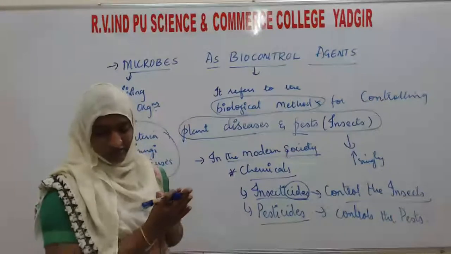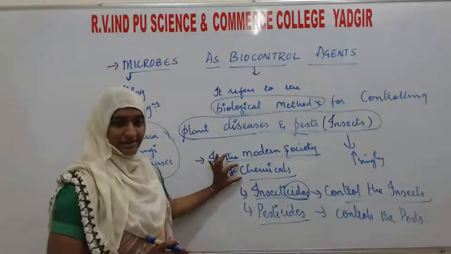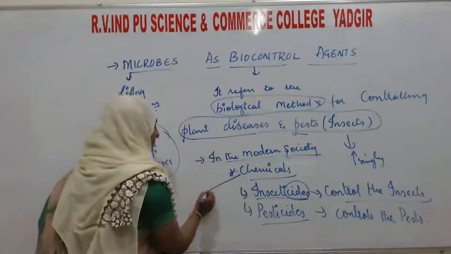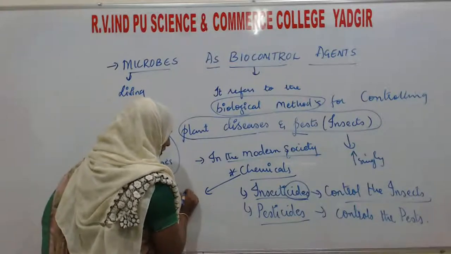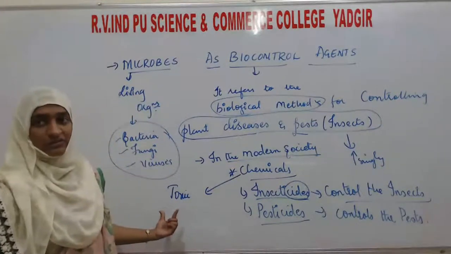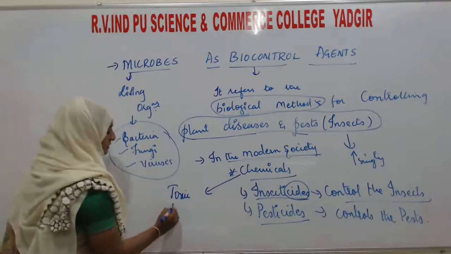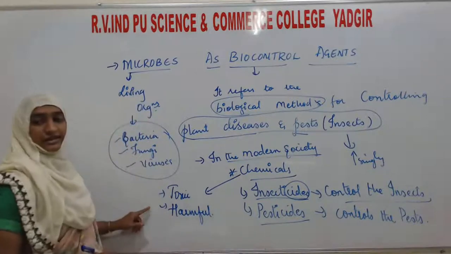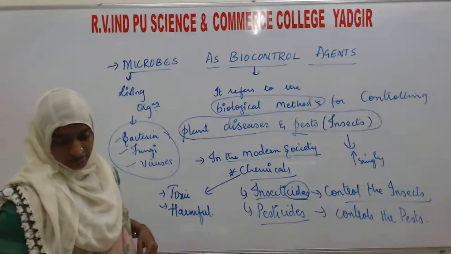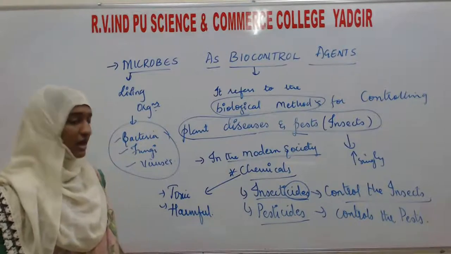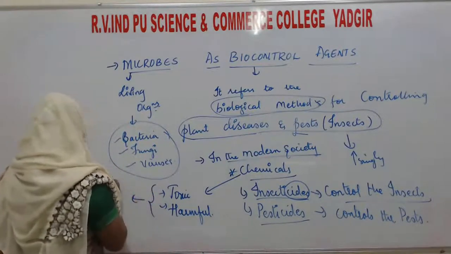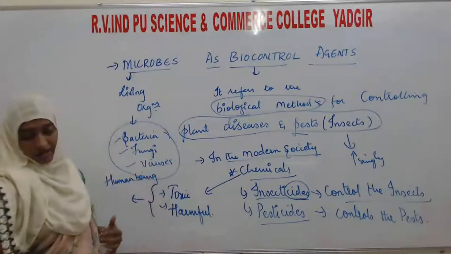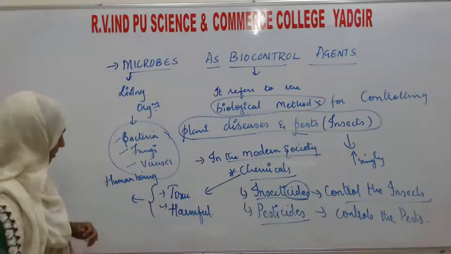These chemicals used for controlling pests and insects are toxic. They are a very toxic as well as harmful substance, extremely harmful to human beings, and not only to human beings, it will be harmful to animals as well.